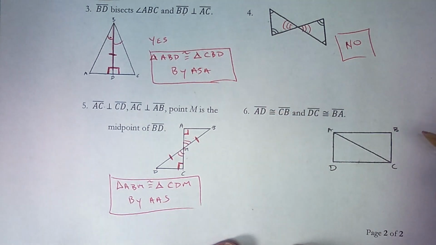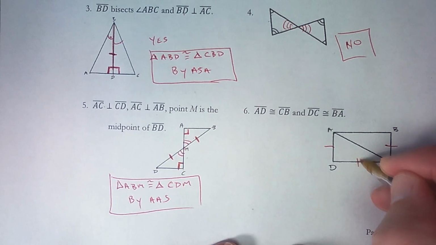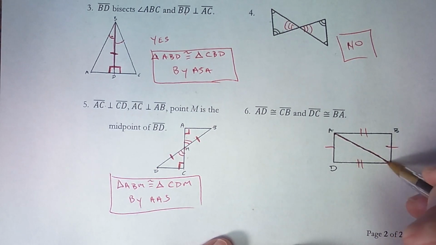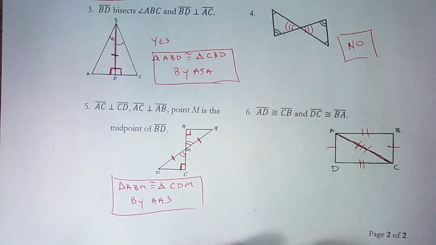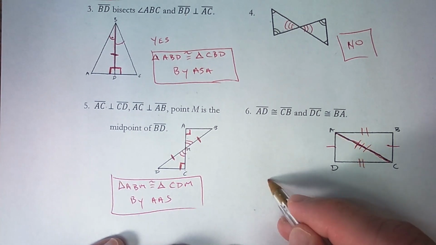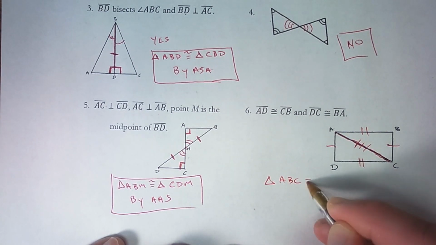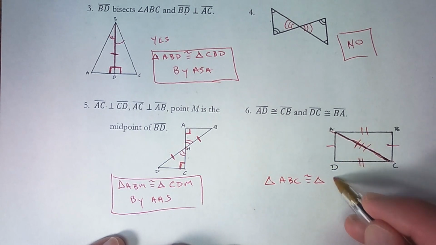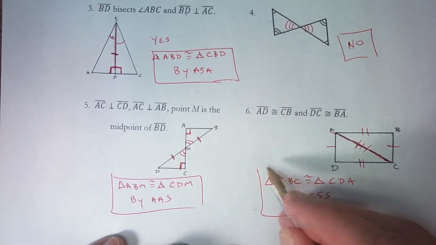And last, I have segment AD is congruent to segment CB. Segment DC is congruent to segment BA. Then I have a shared side, AC, and I can say that is congruent to itself by the reflexive property. So AC is congruent to CA. So yes, they are congruent. Triangle ABC is congruent to triangle. So I've got ABC. Then down here I'm going to have CDA by side, side, side.